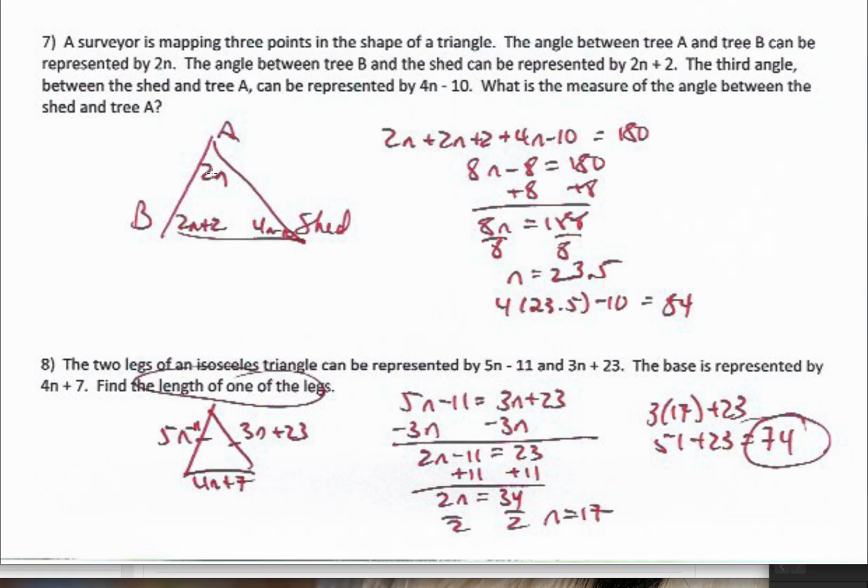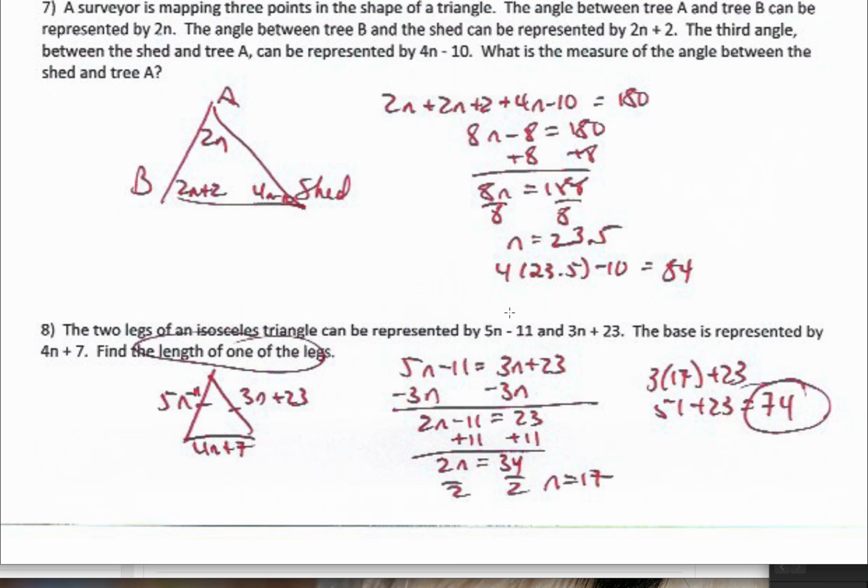But we'll put a 2n here at A. And then for B, we'll put a 2n plus 2. And then for the angle at the shed, we're going to put a 4n minus 10. And if we add them all up, we get 180. So 8n minus 8 is 180. Add 8 to both sides. 8n is 188. Dividing by 8, I get n is 23.5. Now it wants the angle at the shed, which was 4 times 23.5 minus 10, which is 84.